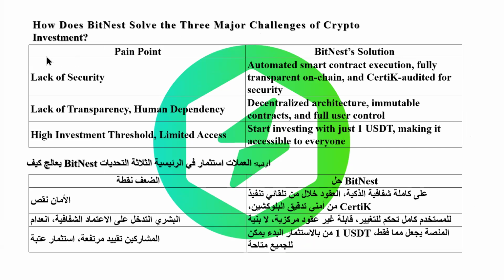So let's look at this. How does BitNest solve the 3 major challenges of crypto investment? This side is the traditional, and this side is BitNest. Like security, the BitNest solution is automated smart contract execution, fully transparent on chain, and third-party audited for security. Second, lack of transparency and human dependence: decentralized architecture, immutable contracts, and full user control. And high investment threshold and limited access: starting with just 1 USDT, making it accessible to everyone.